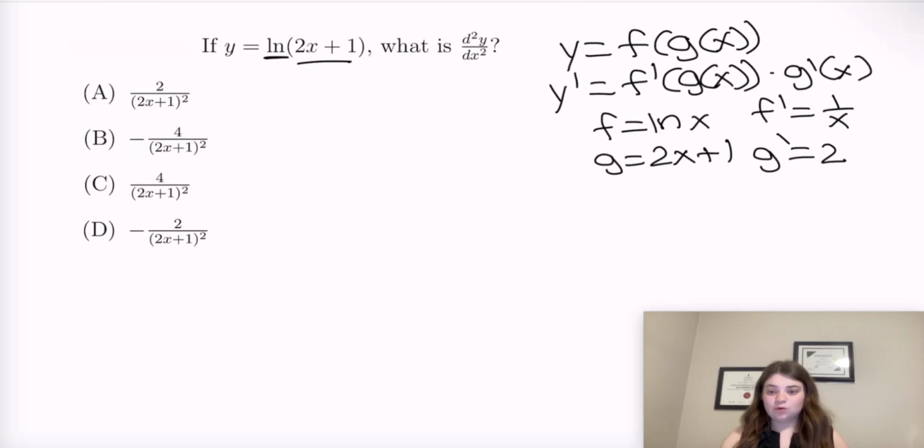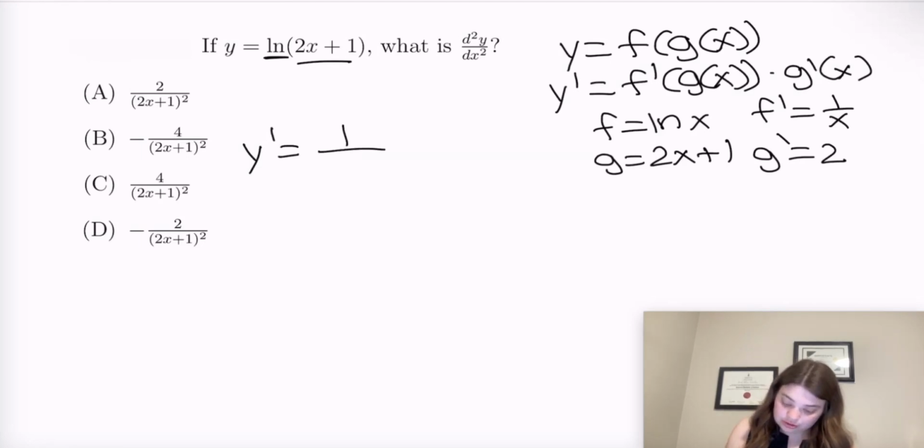Okay, so now let's incorporate that into our equation. So we're going to end up with the first derivative being 1 over 2x plus 1, and then times the derivative of 2x plus 1, so times g prime, which is 2. So I'll just put a 2 on top there. And there we go. So that's my first derivative.